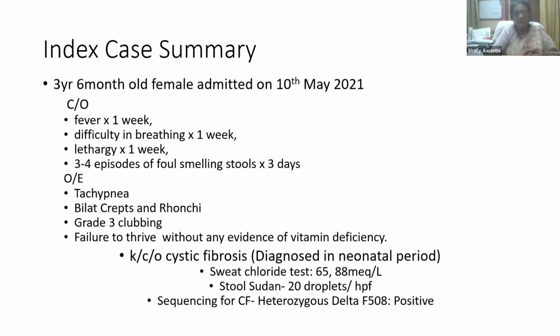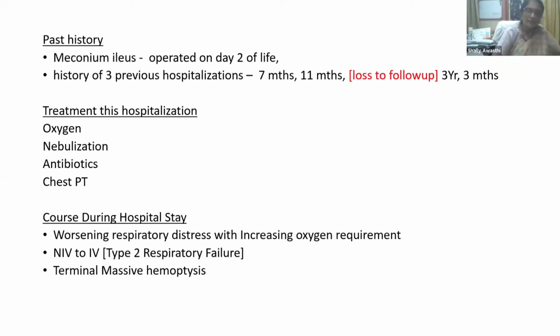Now, she was a known case of cystic fibrosis, diagnosed in the neonatal period with a positive sweat chloride test, 2 readings above 60 milliequivalent per liter. She had fat intolerance as evident by Sudan black staining of stool. And in her sequencing, which was done in Sanjay Gandhi PGI, she was heterozygous for Delta 508. So she was diagnosed in the neonatal period as she had meconium ileus and was operated on day 2 of life. And she had history of 3 previous admissions.